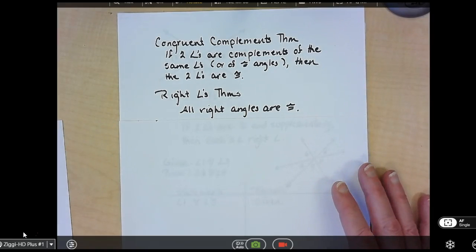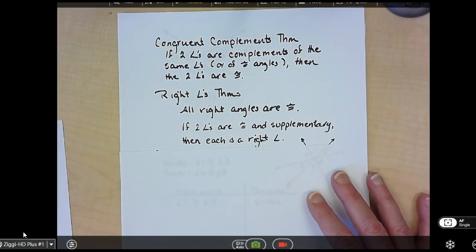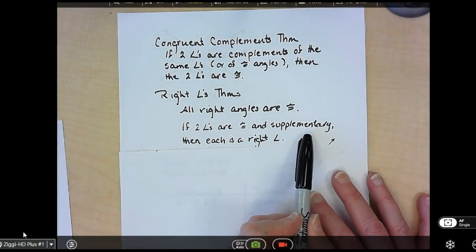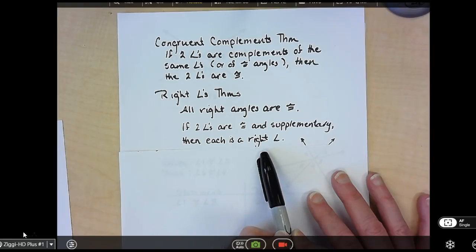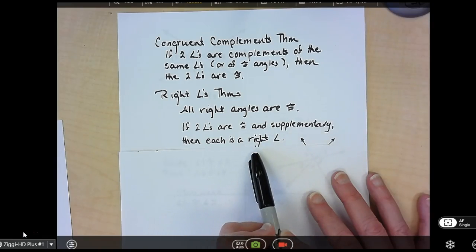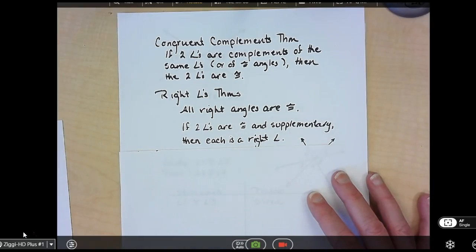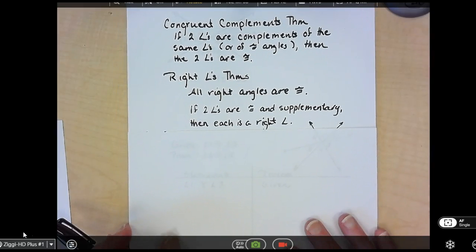So, the second one that deals with right angles is if two angles are congruent and supplementary, then each is a right angle. So if two angles are congruent to each other that are supplements, the only value they can be is 90, because 180 divided by 2 is 90. So again, it's common sense, and we know it.